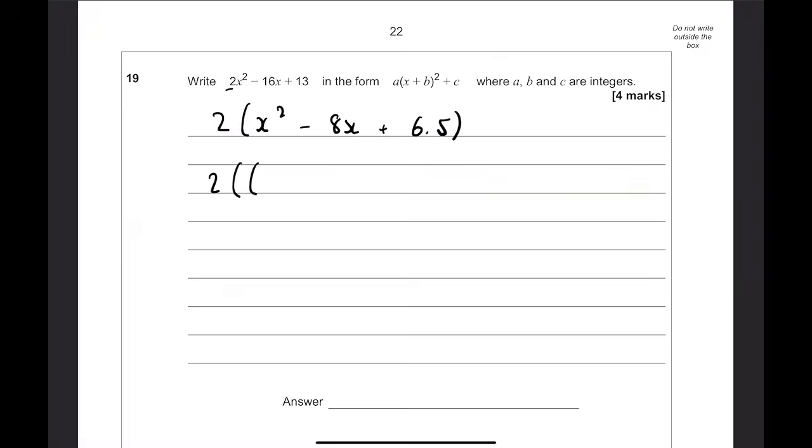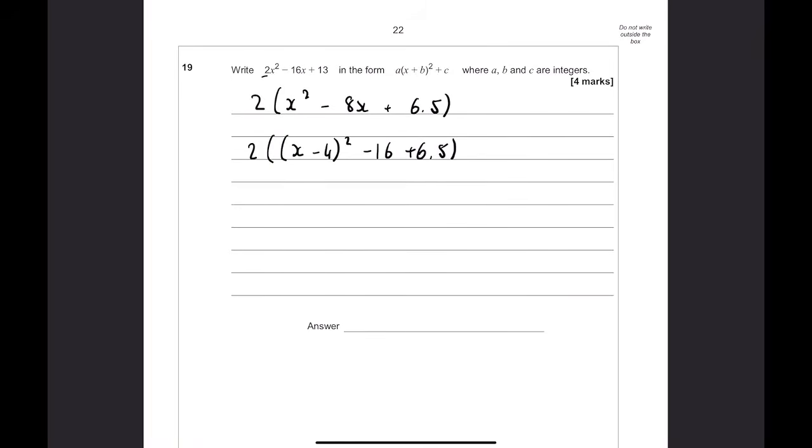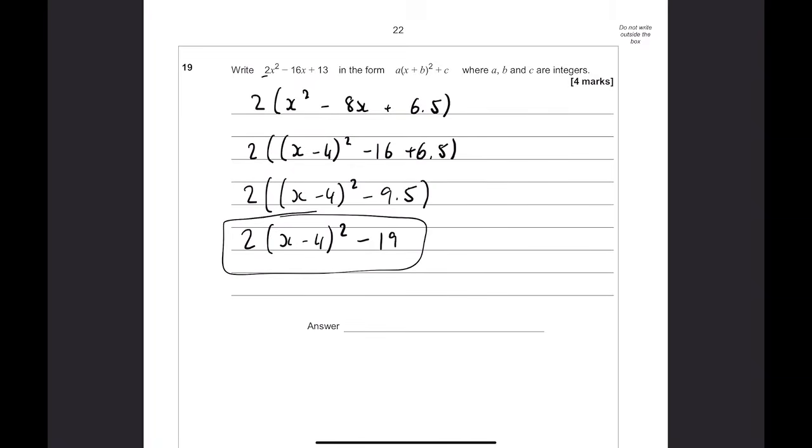We then complete the square on the whole middle bit. So minus 16, add that 6.5 again and close the bracket. Once we got to this point, just want to simplify those end terms. So we have 2 bracket x minus 4 all squared. Minus 16 add 6.5 is going to be minus 9.5. And then finally we want to multiply the minus 9.5 out of the big bracket, leaving us with minus 19. And that is going to be our final answer. Again, these are all integers, and the 2, the 4, and the 19 are all integers as well.